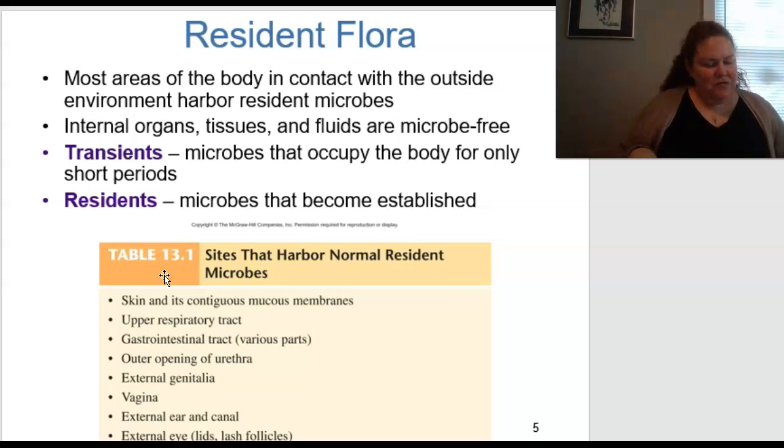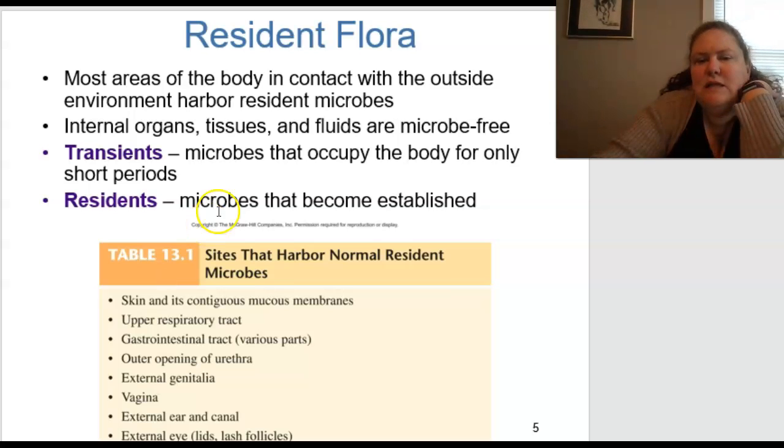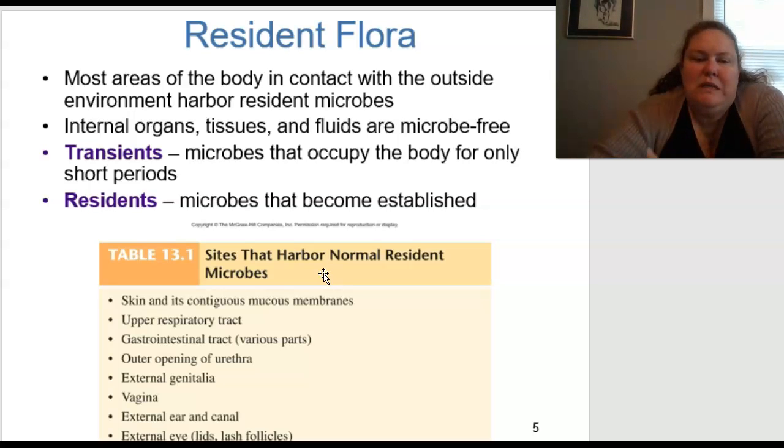So looking at table 13.1, these are sites that harbor or host normal resident microbes. This would be like your skin, your upper respiratory tract, your GI tract, the opening of your urethra, your external genitalia, your vagina, external ear and your ear canal, and then our external eyes, such as our lids, lashes, and follicles. So it's okay to have normal things growing there.